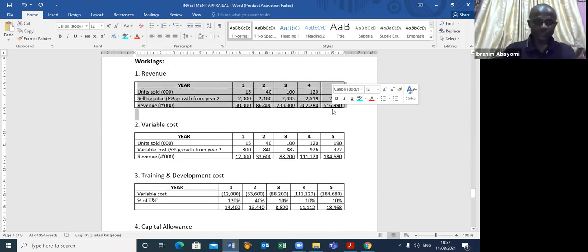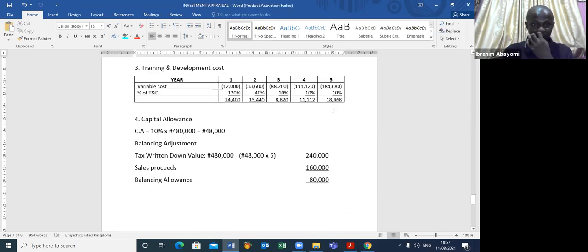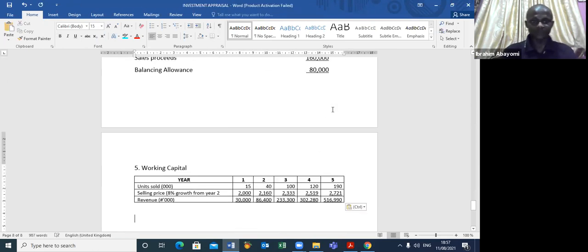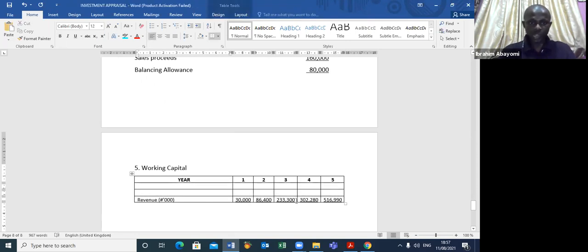Let me bring this one down so that we use it as the basis for our working capital. I will remove the first two. I will bring this one up. This is my revenue. I'll cut it and paste it there. So this is our revenue, underlined.